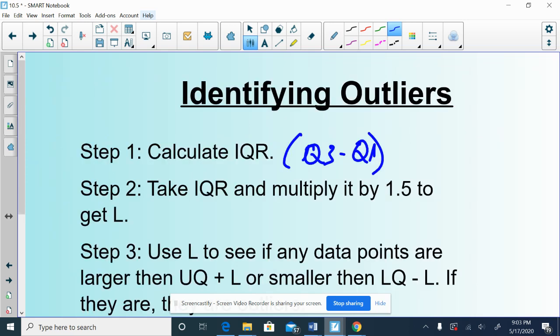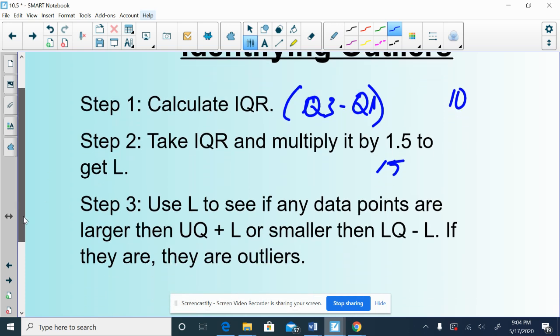So step 2 says to take the IQR, which we said was 10, and multiply it by 1.5 to get this number that I refer to as L, which I use for a limit. You take 10 and multiply it by 1.5, you're going to get 15. Step 3 says use this number, L, which we said is 15, to see if any data points are larger than the upper quartile plus L, or smaller than the lower quartile minus L. If they are, they're outliers.